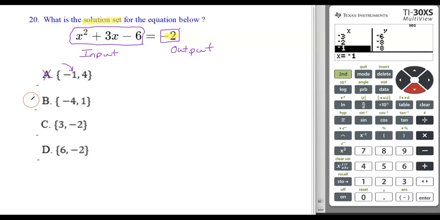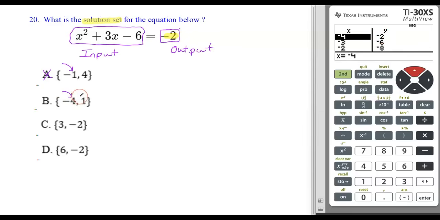Let's go to B. And now we're going to have an input of -4 and see if we get out a -2. So we'll go to -4 in the first column. Just scroll this way to -4. And what do I get out? Well, the corresponding value is -2, which is my output, and that's what I need. So -4 works. -4 works.